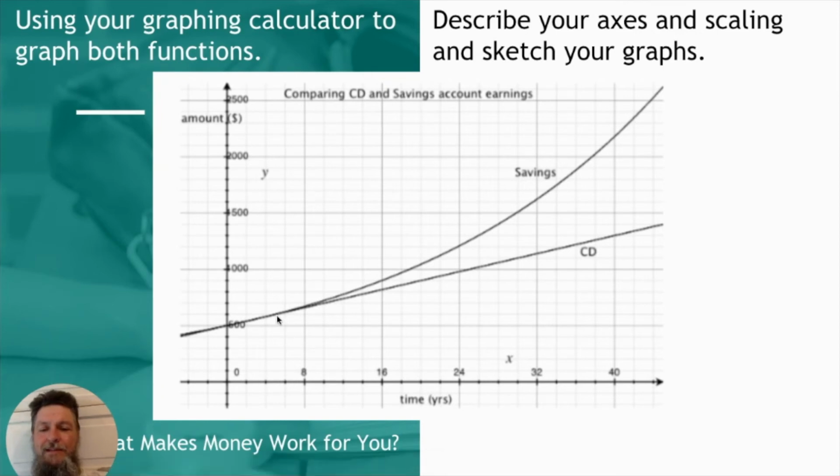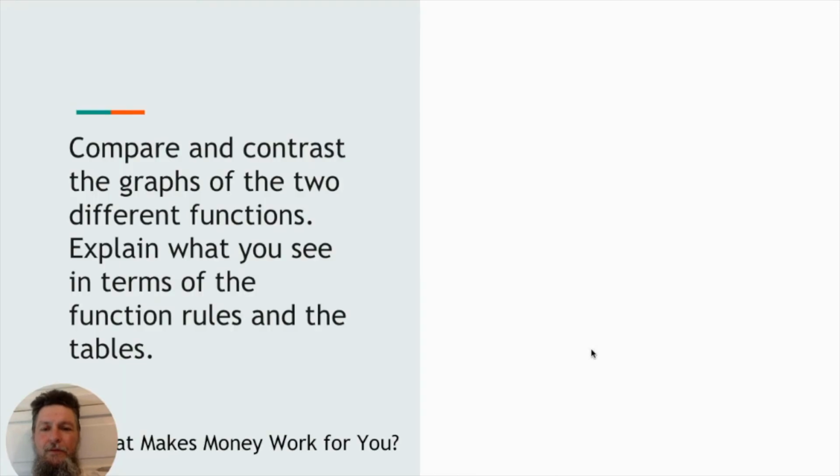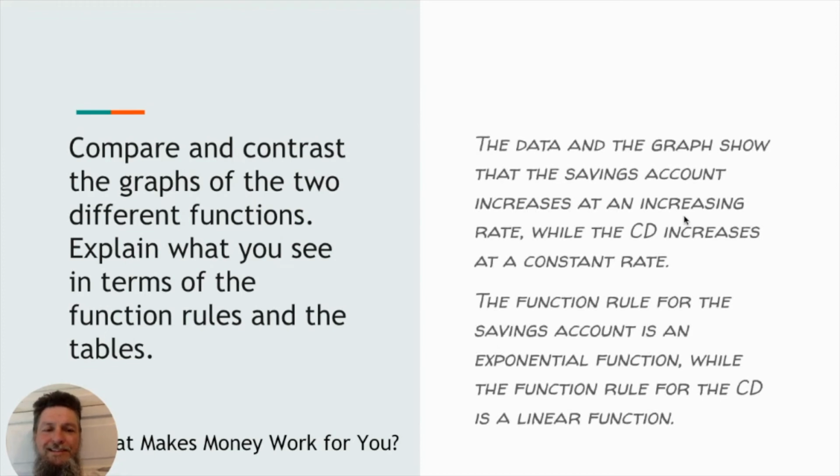So you can't really tell from here how well it is. But over the course of a lot of time, there's a lot more money in there if you just leave it in there, right? So compare and contrast the graphs of the two different functions. What do you see in terms of function rules in the tables? The data in the graph both show that the savings account increases at an increasing rate, while the CD increases at a constant rate. That's exactly the difference between exponential and a linear graph.